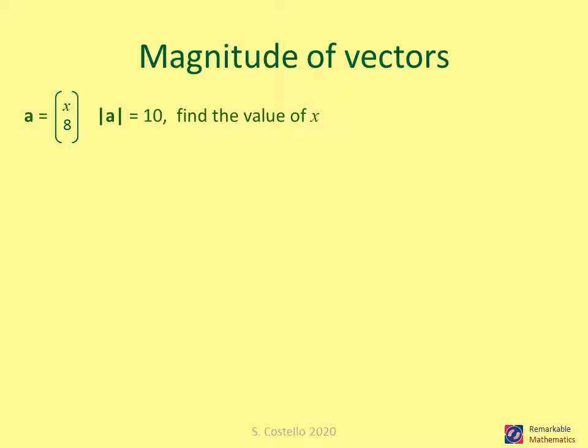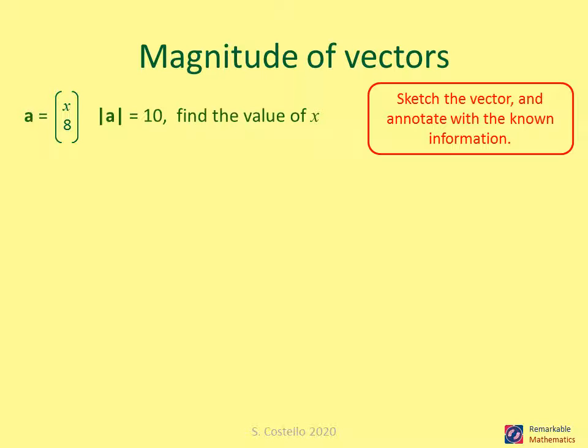A equals (x, 8), the magnitude of A equals 10. Find the value of x. So sketch the vector and annotate with the known information.